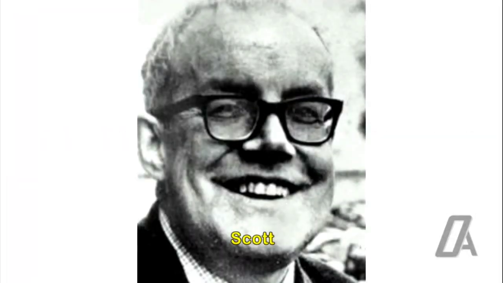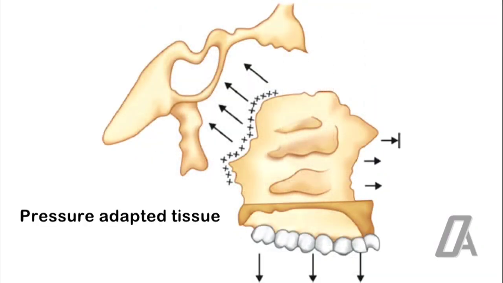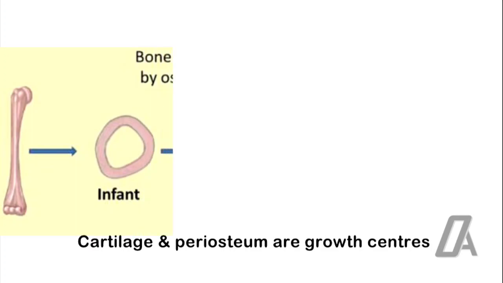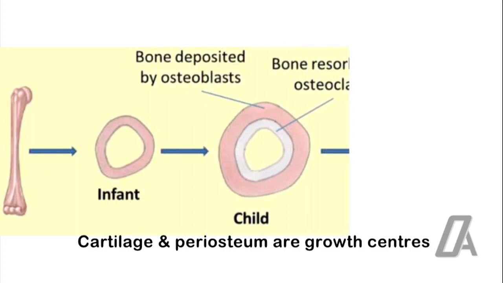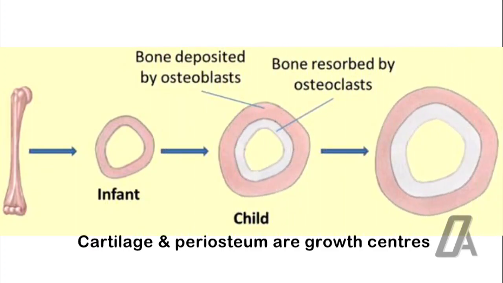Nasal septal cartilaginous theory was put forward by Scott. This theory is based on the principle that cartilage is a pressure-adapted tissue, and growth of cartilage in nasal septum provides force that displaces maxilla downwards and forwards. Scott said that intrinsic growth potential is present in cartilage and periosteum. Hence, cartilage and periosteum are growth centers.